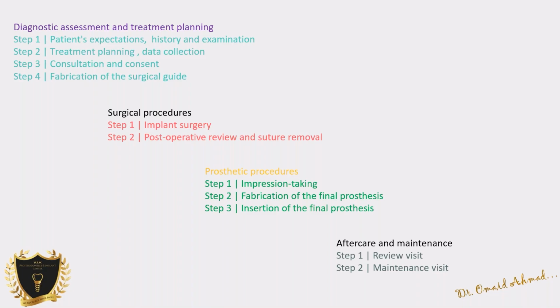Next step, surgery. You have looked at the surgical issues, what could be there, any difficulties, any problems. Stage one would be implant surgery. Step two would be post-operative review and suture removal. If it's stage one or stage two, based on that, you will decide. Prosthetic procedures: step one would be impression taking, whatever you want to call it. Then fabrication and insertion of your final prosthesis. You may include a provisional if you're immediately loading.